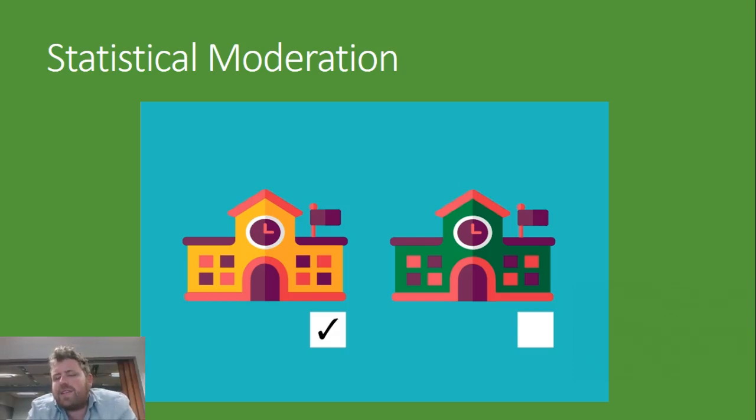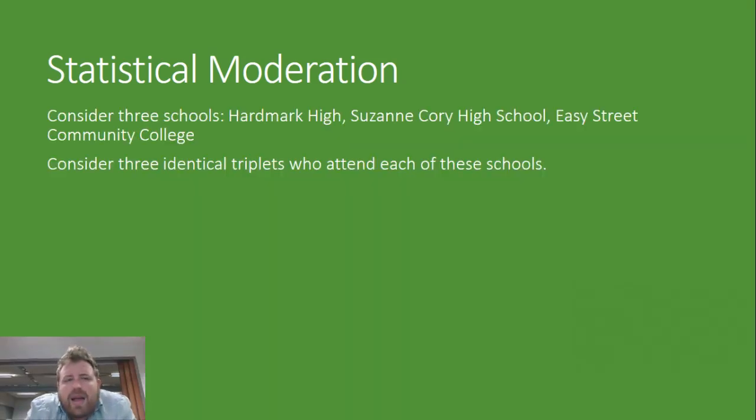So to understand this, we're actually going to do a bit of a thought experiment, imagining almost one person going to 3 different schools. So let's consider 3 schools: Hardmark High, Suzanne Corey High School, and Easy Street Community College. You can imagine that those 3 schools might have 3 very different marking policies. Maybe Hardmark High sets incredibly hard SACs, and they think that's the best way to prepare their kids. Suzanne Corey High School, of course, sets reasonable SACs because we're all reasonable people here. And Easy Street Community College sets really straightforward SACs because they want their students to get nearly 100% on everything.